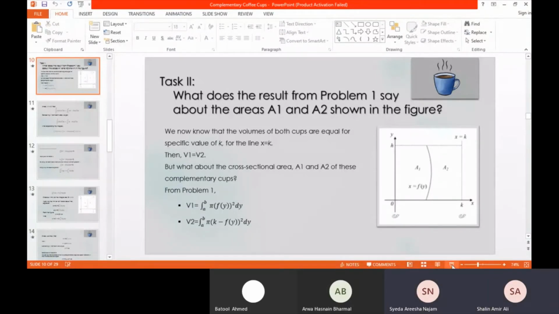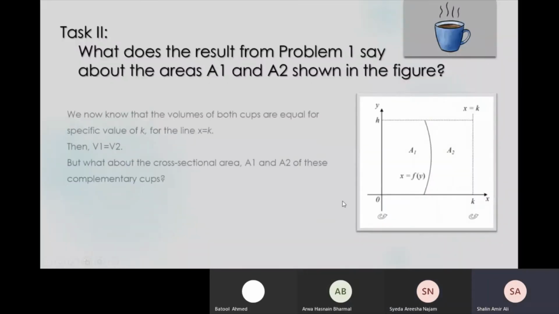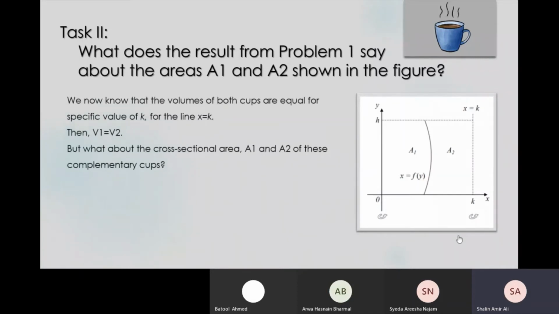Okay, so for task 2, what we have to do is look into problem 1 and figure out what the areas of both cups say about each other, or what is the relation between the areas of both cups. From problem 1, what we noted is that for a certain value of k, the volumes of both cups are equal to each other. So what about the areas of these two cups?